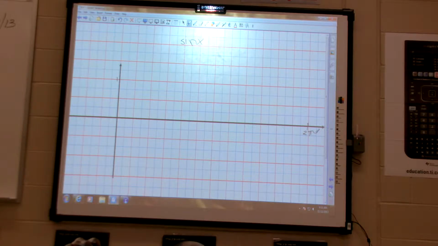Okay, you need a calculator, by the way, if you don't already have one. And I want you to take calculators and put them in radian mode. We're big kids now.